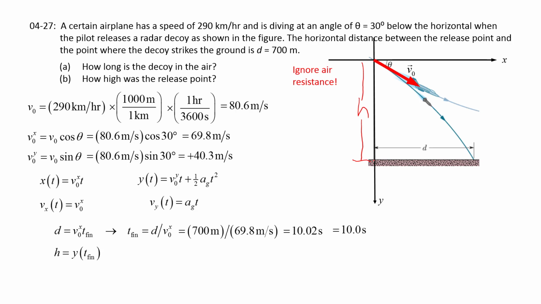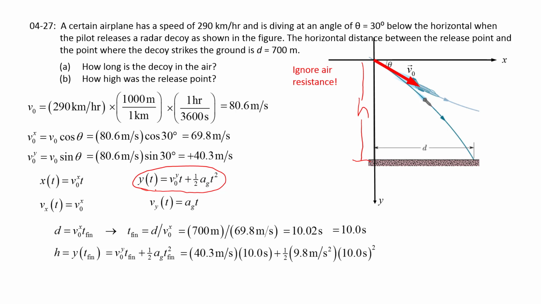So we just need to take our value of 10 seconds and put it into that equation. I'll write it out explicitly in terms of the symbols, then plug in the various numbers and work out the number, and it comes out to be 893 meters. So we've got the answer to our problem: 893 meters is how high the release point was, and the time in the air was 10.0 seconds.